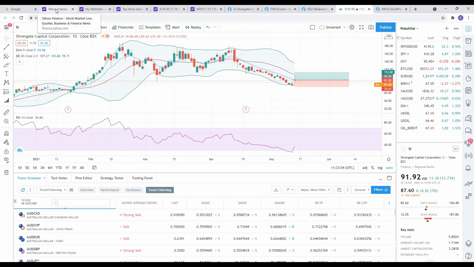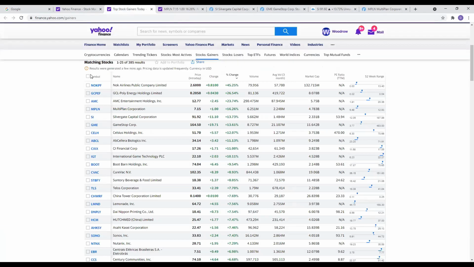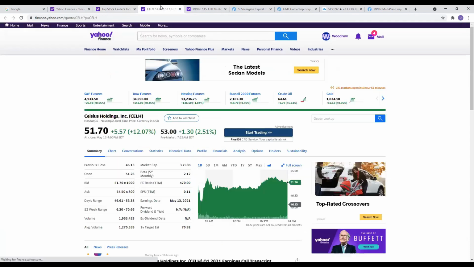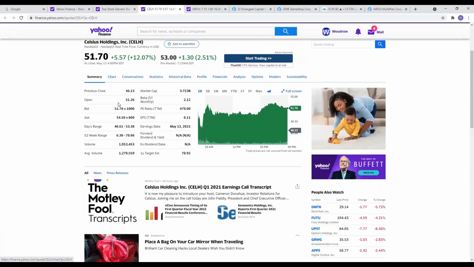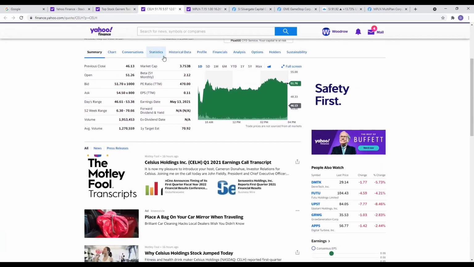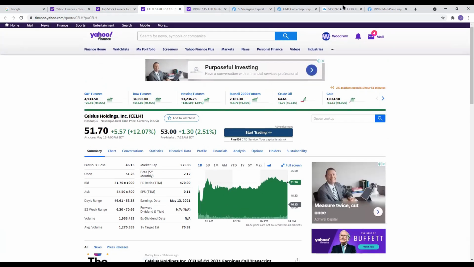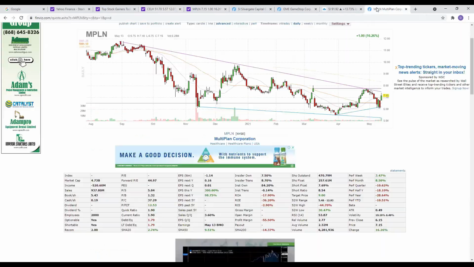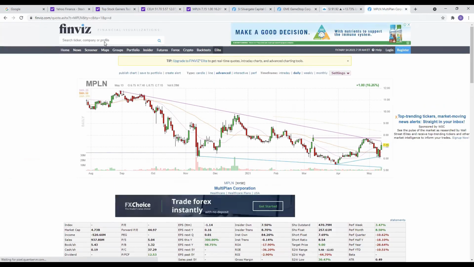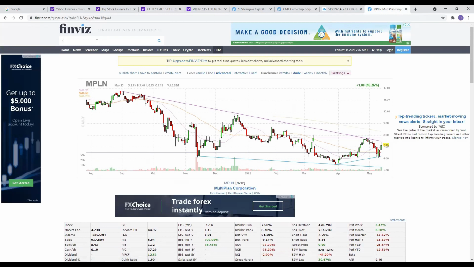So let's look at another stock. Let's look at Celsius Holdings. Celsius Holdings is up by 12%. The ticker is CELH. So let's go on Finviz to see the relative volume.